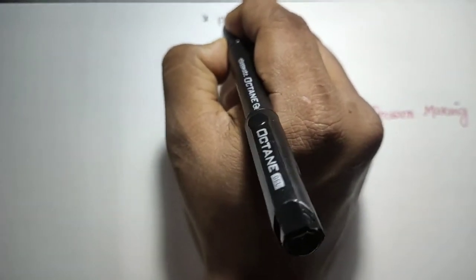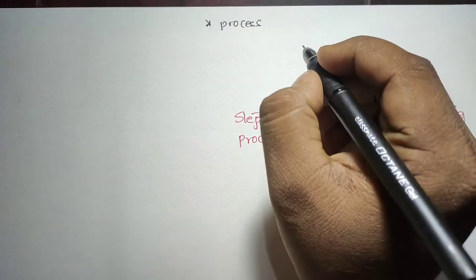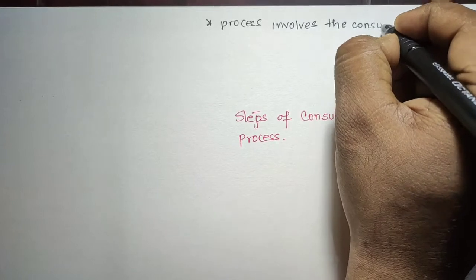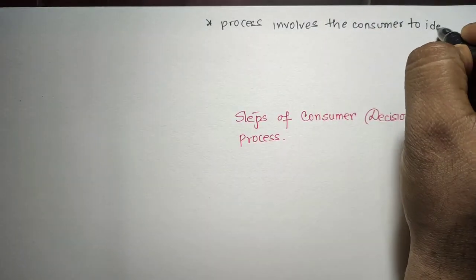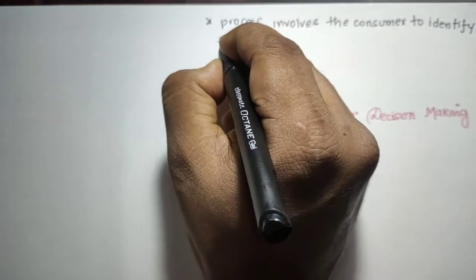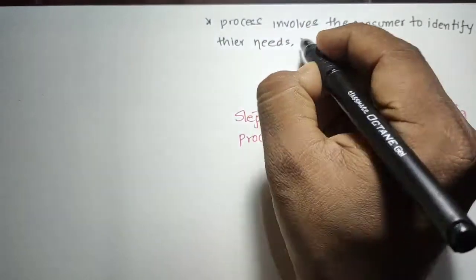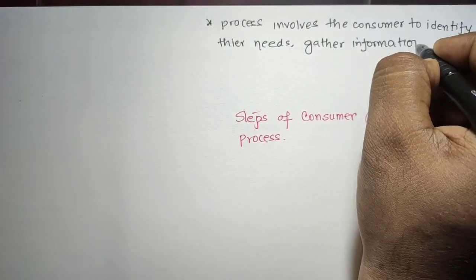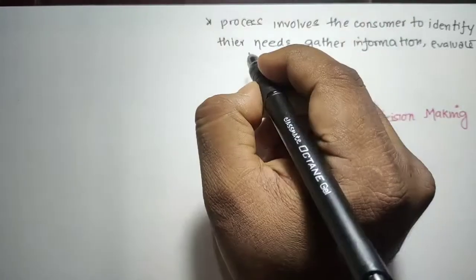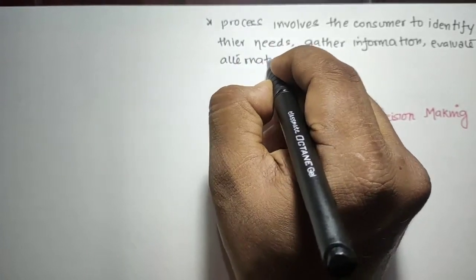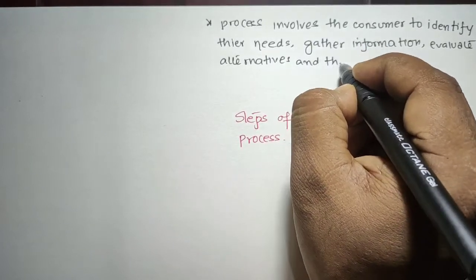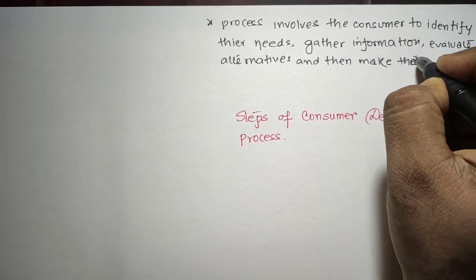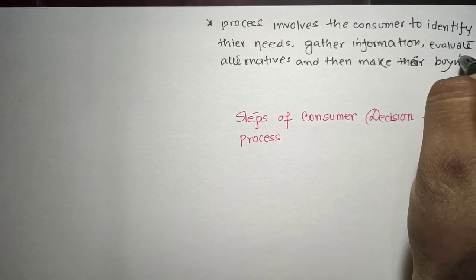Consumer decision making is a process that involves the consumer to identify their needs, gather information, evaluate alternatives, and then make their buying decision.